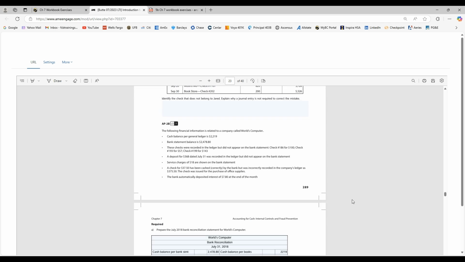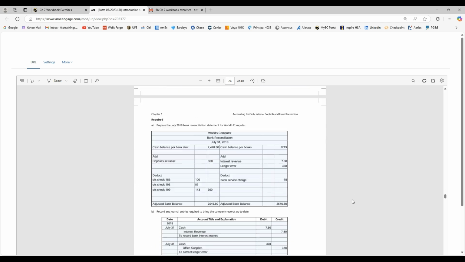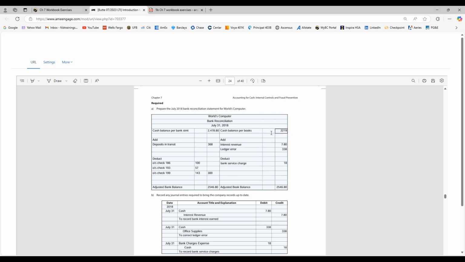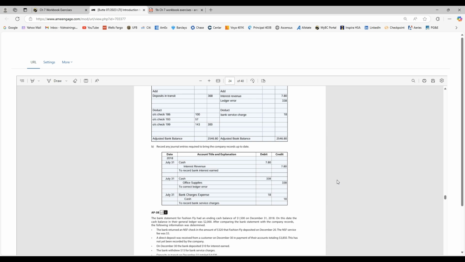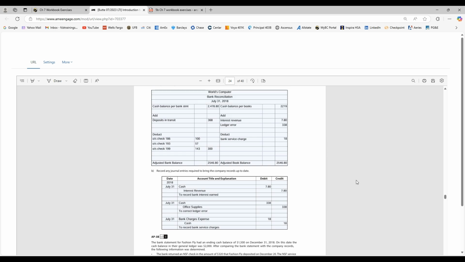Okay, so that is the process. We got our statement reconciled, and then we book all the journal entries for the reconciling items on the book side. And yeah, that's the problem.